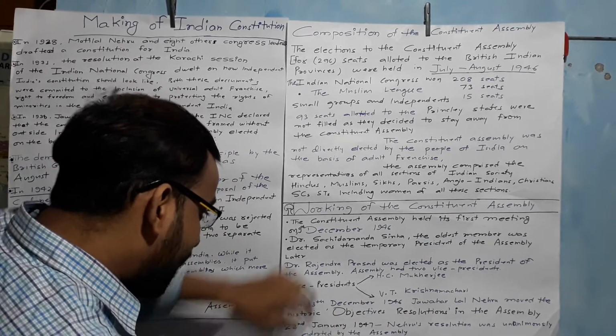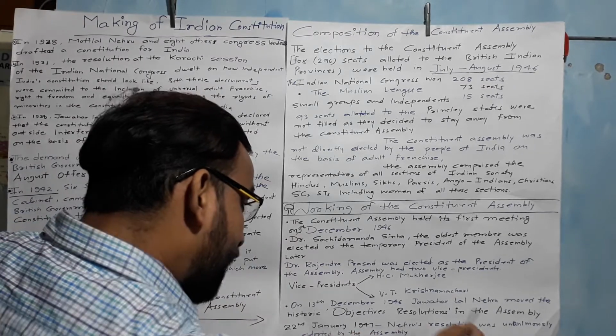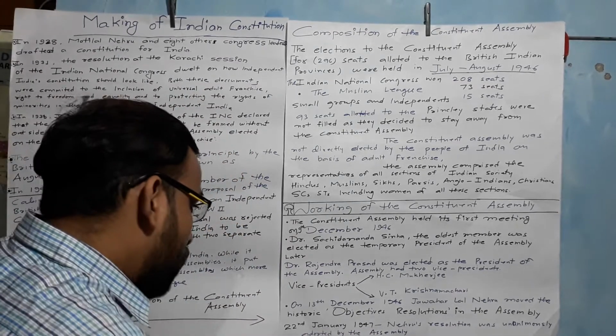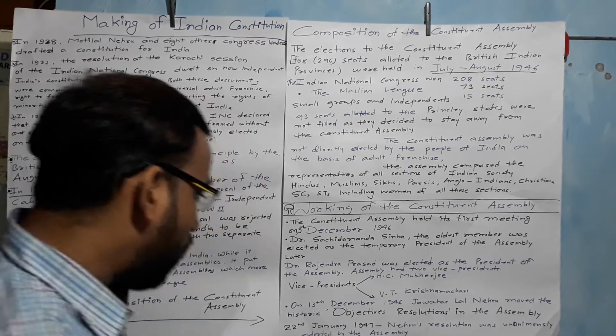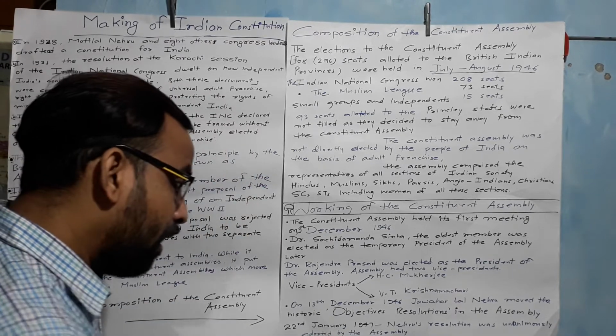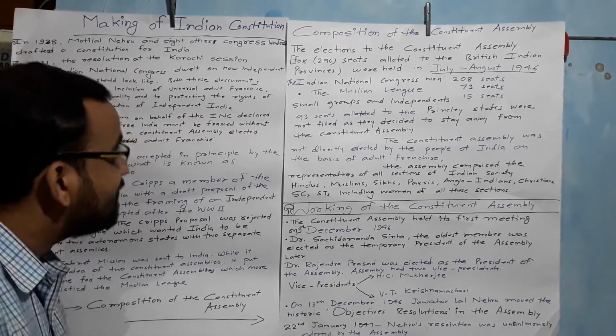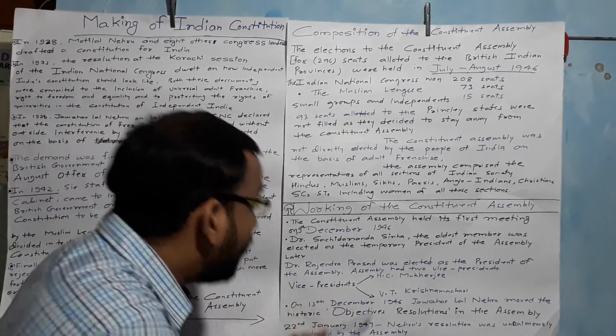On 22nd January 1947, Nehru's resolution was unanimously adopted by the Assembly. On 3rd June 1947, after acceptance of the Mountbatten Plan for the partition of the country, most princely states took their seats in the Assembly. These are the key facts about the Constituent Assembly.